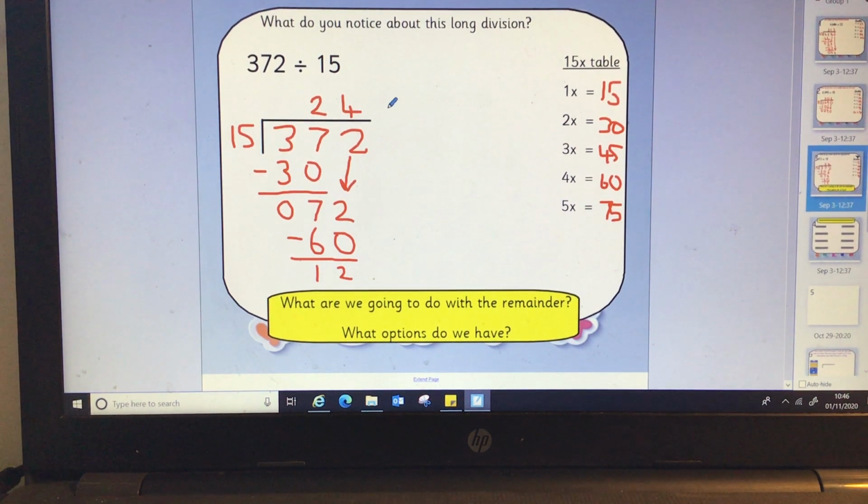So what could we do? We could give our answer as 24 remainder 12. That's fine. It shows that we can get 24 lots of 15 into 372, but we're going to have 12 left over. Alternatively, rather than putting it as a remainder, we could take our remainder, which was 12, and place it over our divisor. So our answer could be 24 and 12 15ths. Now if we look at those, 3 goes into both of those, doesn't it? So we could simplify it to 4 fifths. Another example of what you can do with your remainder.